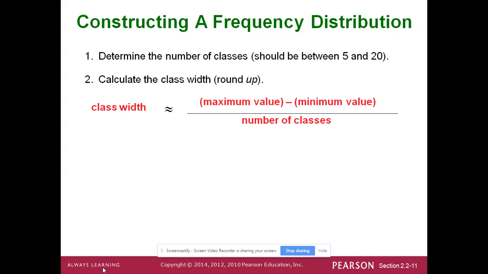And then you divide that by how many classes you want to have. Remember, that needs to be between 5 and 20. And then you're going to round up. So if you divide that and it doesn't go evenly, which it very likely doesn't, round up on the number of classes that you make.